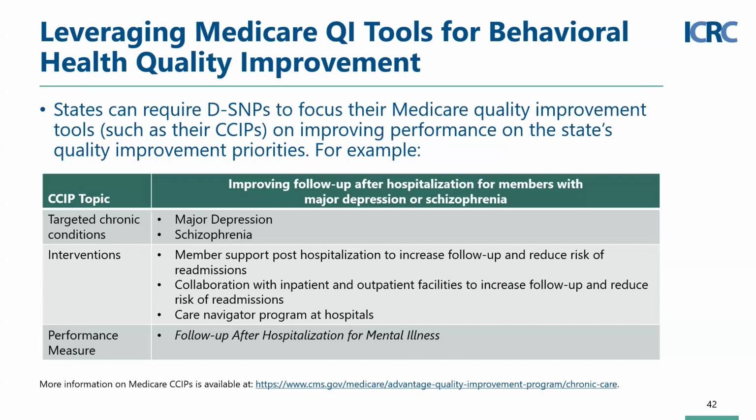Like Malia described for LTSS quality improvement earlier, states can also leverage Medicare quality improvement tools via their SMACs to progress towards their behavioral health quality improvement goals and objectives. For example, the Chronic Care Improvement Program on this slide aims to improve follow-up after hospitalization for enrollees with major depression or schizophrenia. The CCIP's interventions include enrollee support post-hospitalization, collaboration with inpatient and outpatient facilities, and a care navigator program at hospitals, all of which are aimed at increasing follow-up and reducing the risk of readmissions.